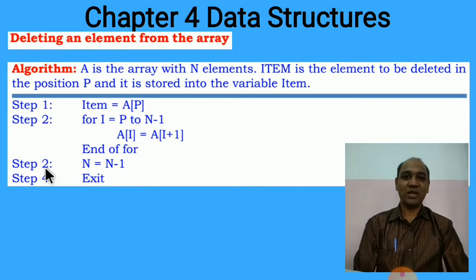Next, step 3. Here we are going to take n = n - 1. Why are we going to write n = n - 1 here? Because if there are 5 elements and one element is removed, correct? There are only 4 elements, hence we have to take n - 1. Then step 4, exit. Now it's time to take one programming example so that we can understand how to delete an element from the array.